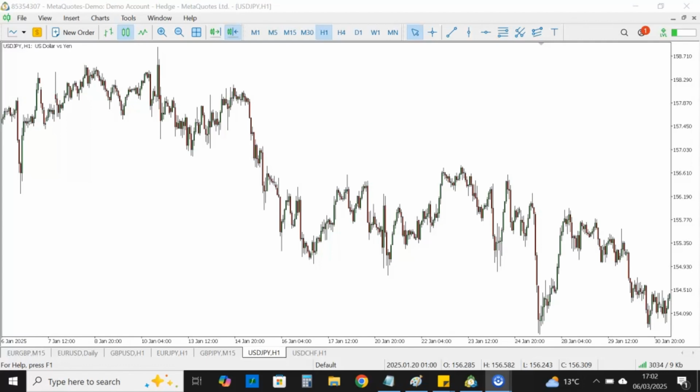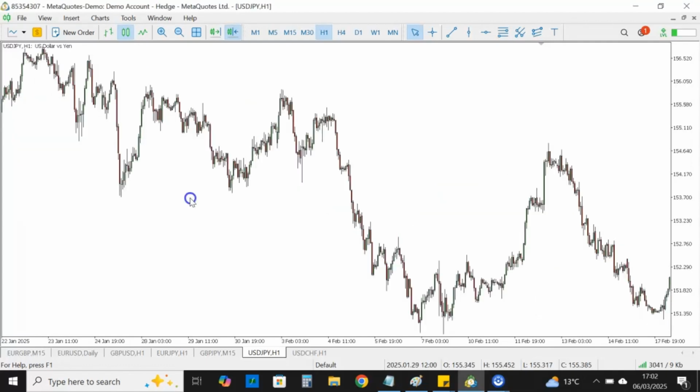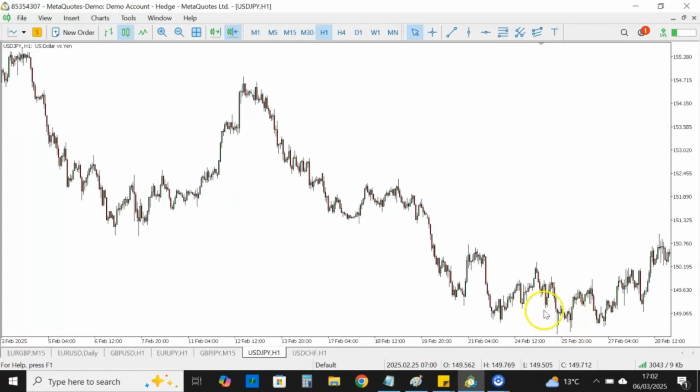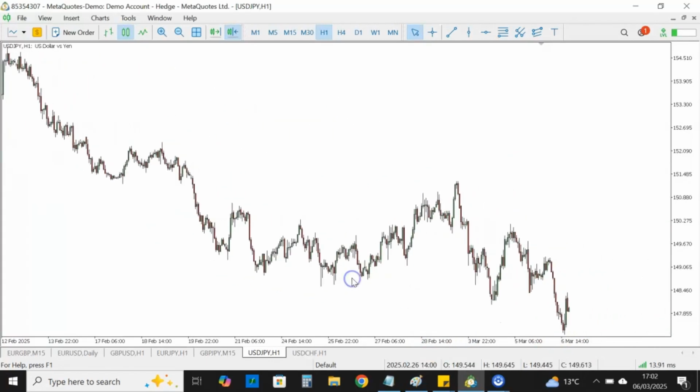Here, just a couple more pin bars to give you an example. So there's one here, that's obviously bullish, and another one here, which is also bullish. But yeah, pin bars are very effective and probably the most popular, as I said.